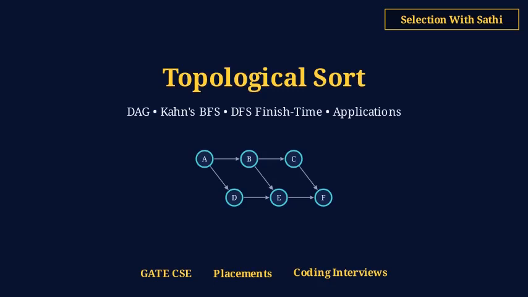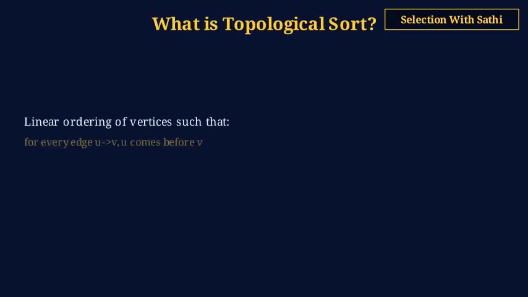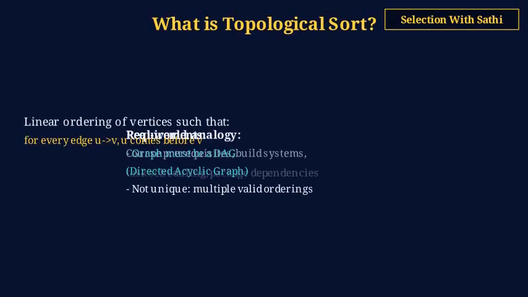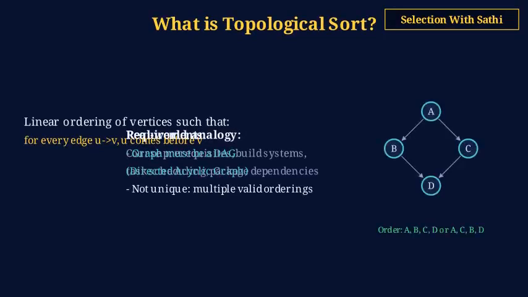Let us begin. First, what is a DAG? A directed acyclic graph. Directed means every edge has a specific direction, from U to V. Acyclic means there is no way to start at any vertex and follow edges back to it. Look at the code on the left.